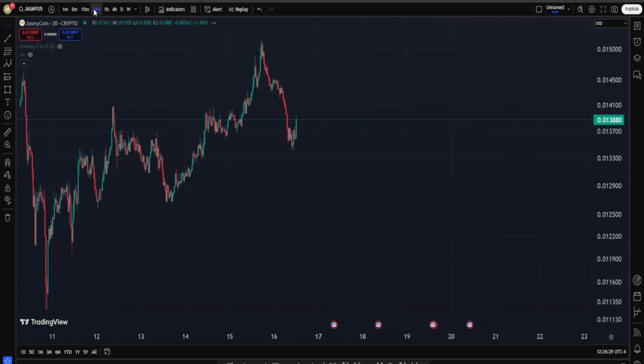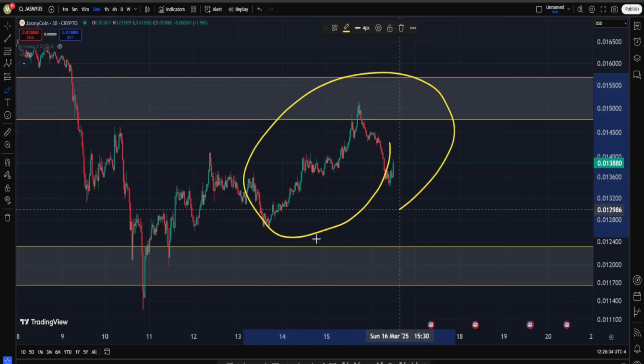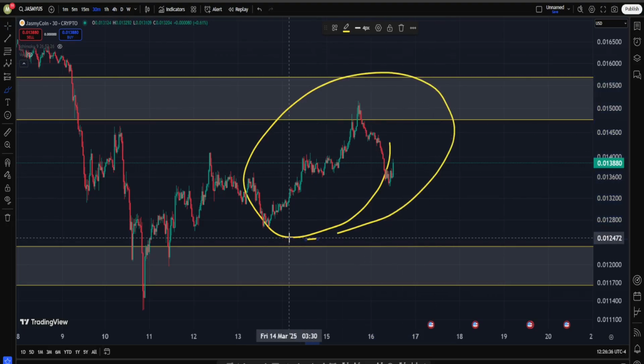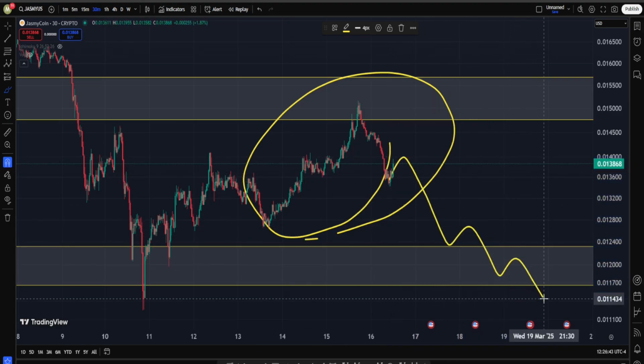Okay, so in today's video about JasmyCoin, I want to talk about this move on the upside and tell you, can this be a very strong bullish sign, or maybe this is going to be just a simple trap and we are going to see soon some more downward price action.